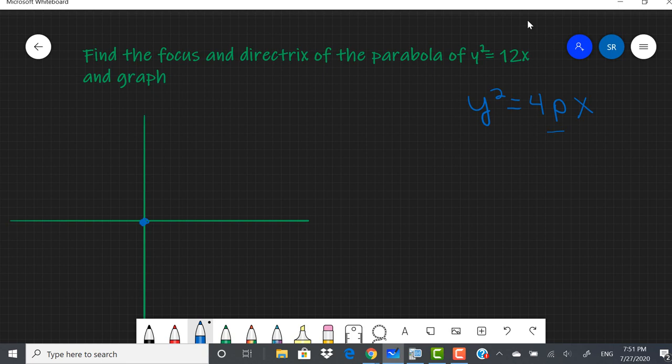And then my focus, I need to figure out what my 4p is. Well, I know that 12 is in the section of 4p, so I'm just going to go ahead and set 12 equals 4p. I'm going to just solve for p, 12 over 4. So I get my p equals 3. So therefore, my focus is going to be at 3, 0.